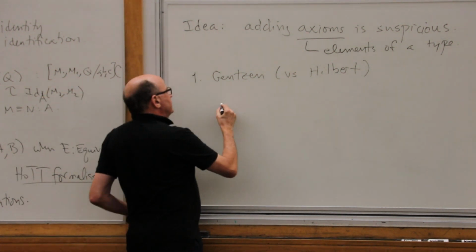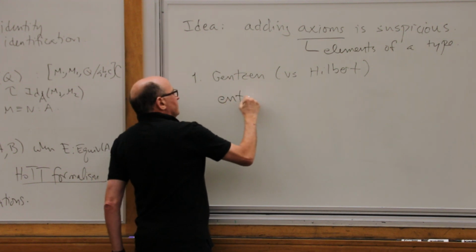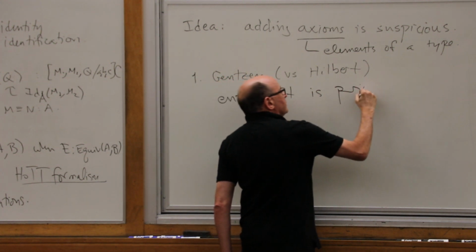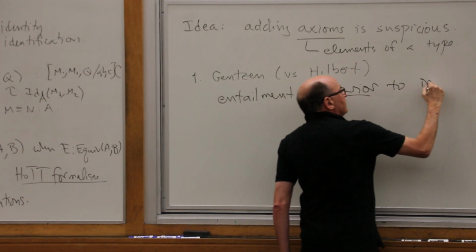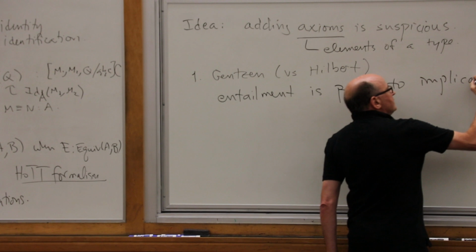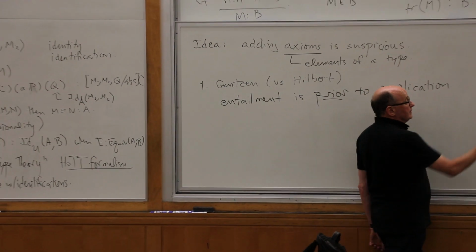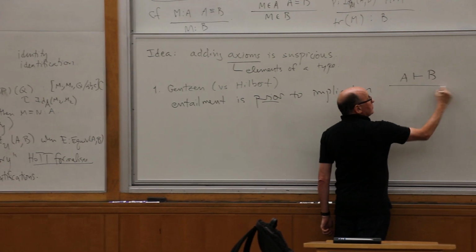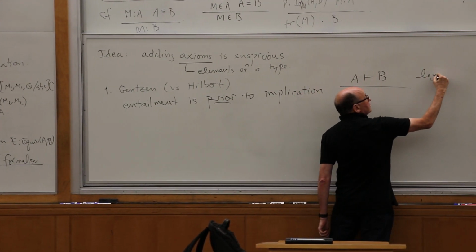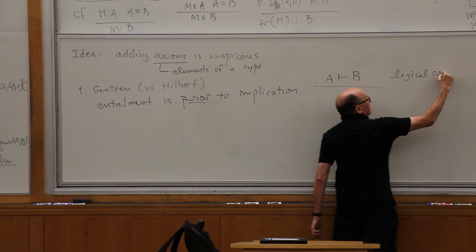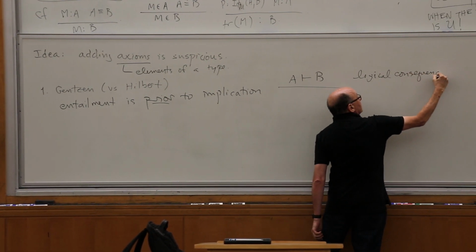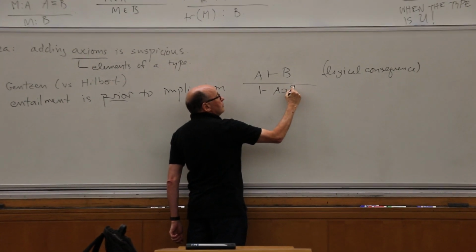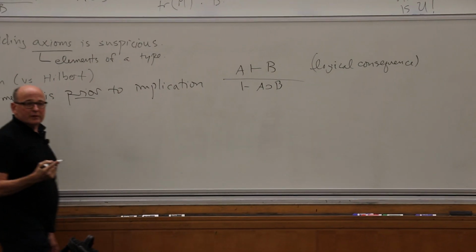Gentzen said the idea is this, and I'm, of course, briefly summarizing. Entailment is prior to implication. In fact, Gentzen invented this. And this is why I call it a ninja move, because it looks really strange. You have an entailment, A entails B. This is a logical consequence relation, or entailment. If A entails B, then you can say that A implies B holds. And those are different things.